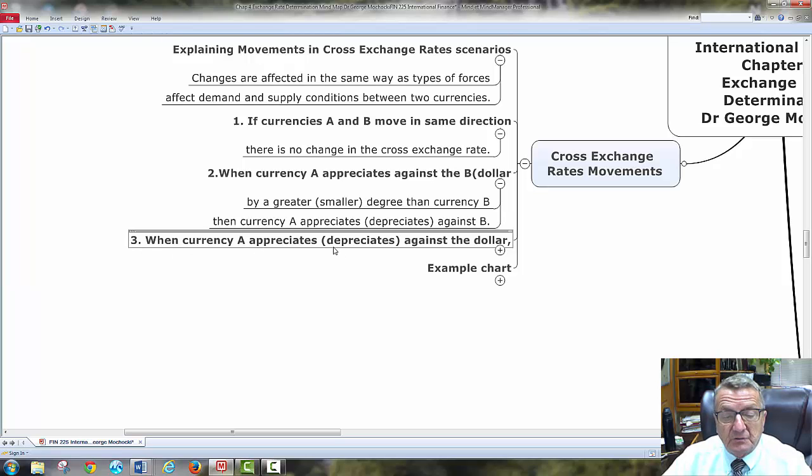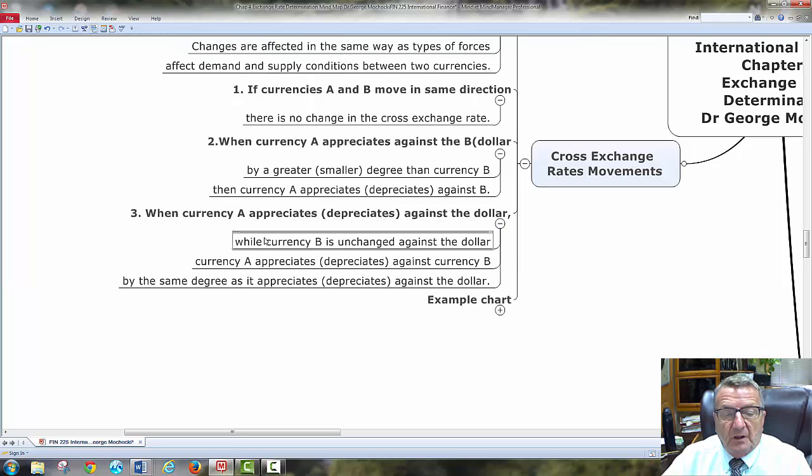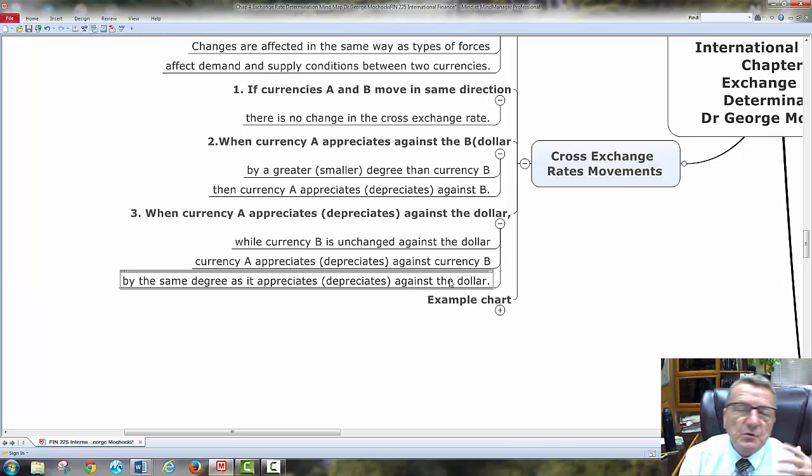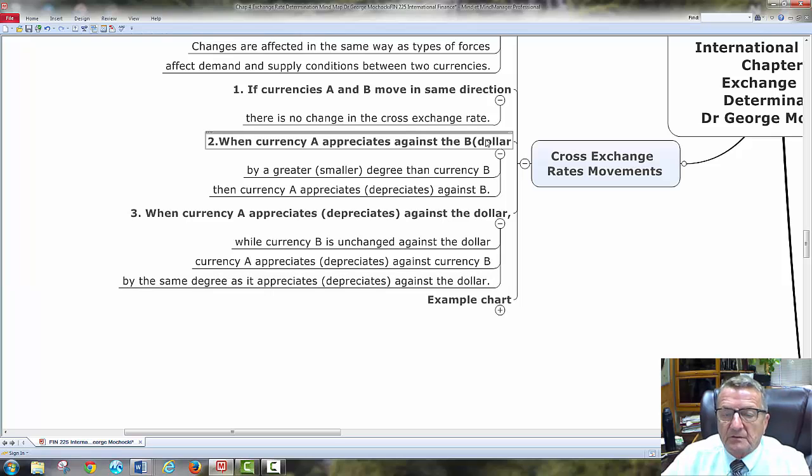When currency A appreciates or depreciates against the dollar, one goes up, appreciates, right, and one goes down. When we look at this one, while currency B is unchanged against the dollar, currency A appreciates against currency B to the same degree it appreciates against the dollar. So you've got two currencies, multi-countries, for lack of better words. So I was right on this one. It's always against the dollar. Okay? So we'll leave this against the dollar.